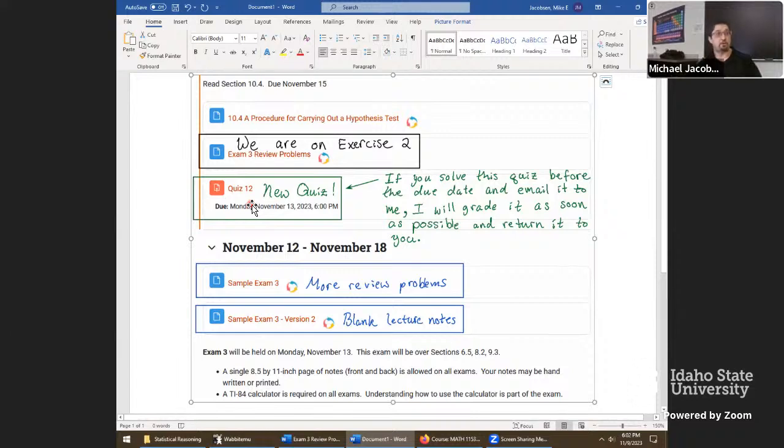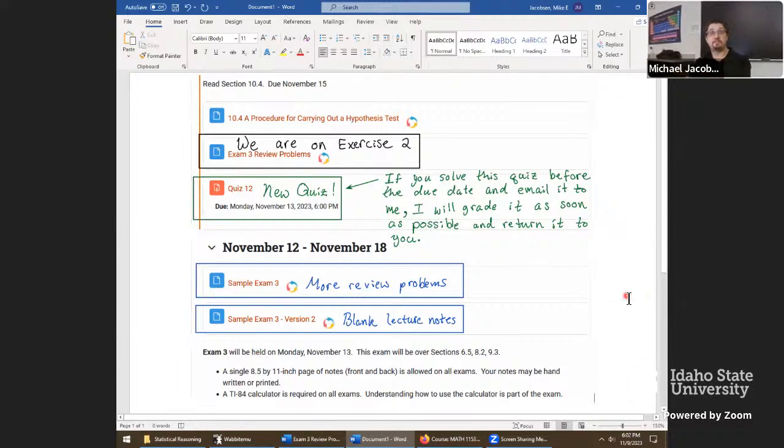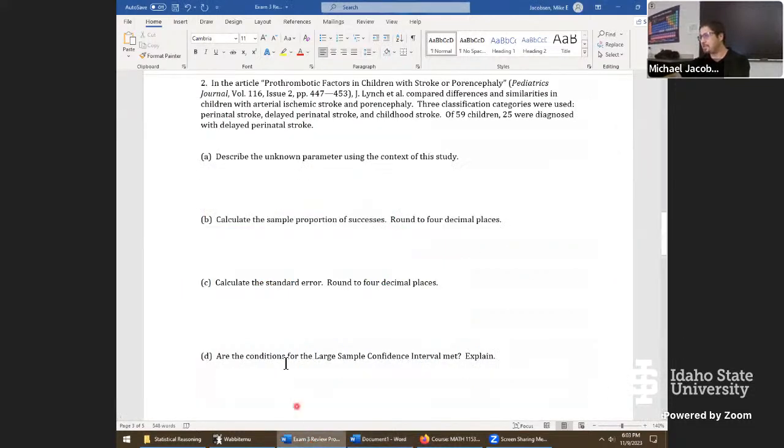If you solve it early, then I will grade it as soon as possible. If you emailed it to me, I'll email your graded solution back. If you send me a hard copy, I'll scan it and send it right back to you. So if you want feedback on your 12th quiz before the 3rd exam comes up, get it completed early, and I'll let you know how you're doing on that so you can use that as another way to study for the exam. Well, any questions at all, folks, with those announcements? Okay, well, let's get back to our exam 3 review problems on exercise 2, it says we're at.